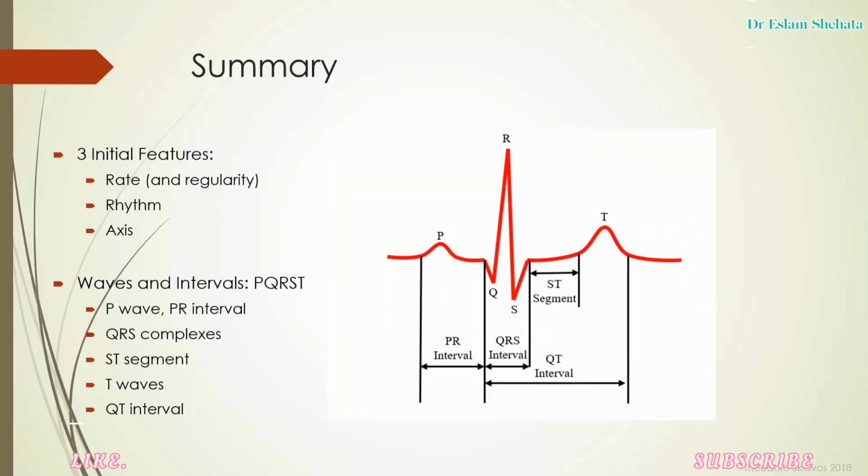Alright, you made it, that's it. So that's my system for interpreting the ECG. Three initial features: rate, rhythm, axis, then look at the waves and intervals. And if you can't remember the list, just read them off the ECG: P wave, PR interval, QRS complex, ST segment, T wave, and don't forget the QT interval at the end.